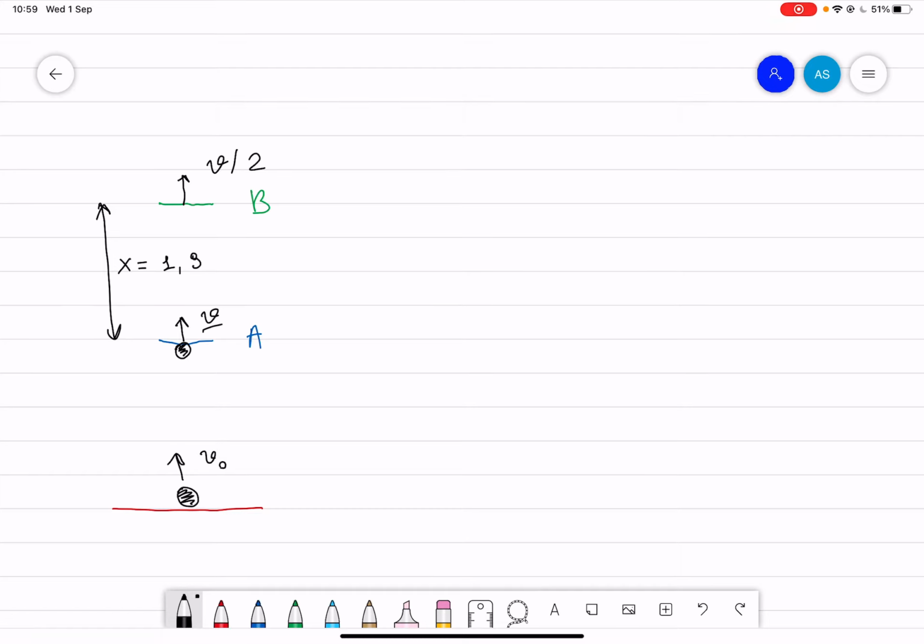Calculate the maximum height reached by a stone. The stone is thrown vertically upward. On its way up, it passes point A with a speed of v, and point B, which is 1.9 meters higher than A, with a speed of v over 2. Calculate the maximum height reached by the stone above point B.